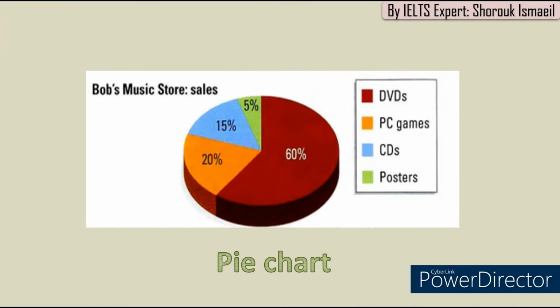Pie chart. A pie chart is another way of presenting information, but the segments are always percentages of a whole. Together, they represent 100%. Let's have a look at this example. Box Music Store sales. So this pie chart talks about the statistics of sales. Here, the DVDs represent 60%, posters 5% only, CDs 15%, PC games 20%.